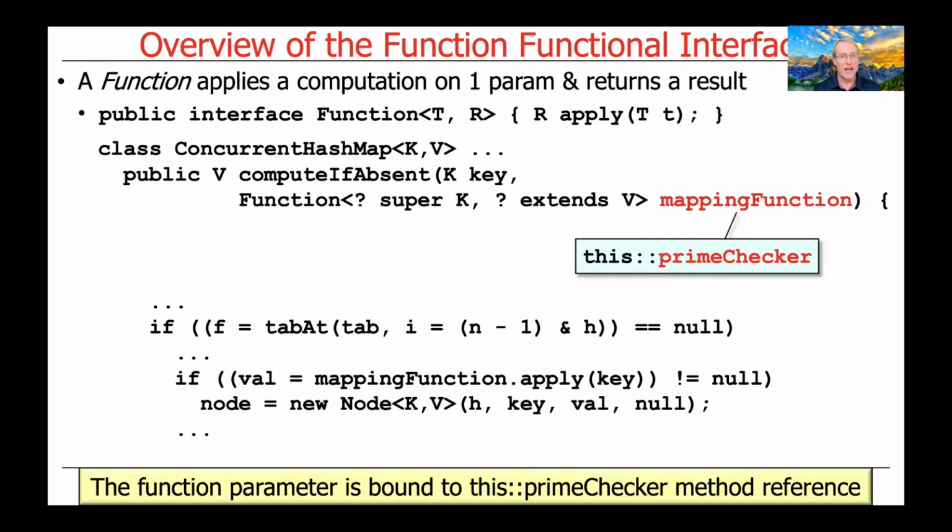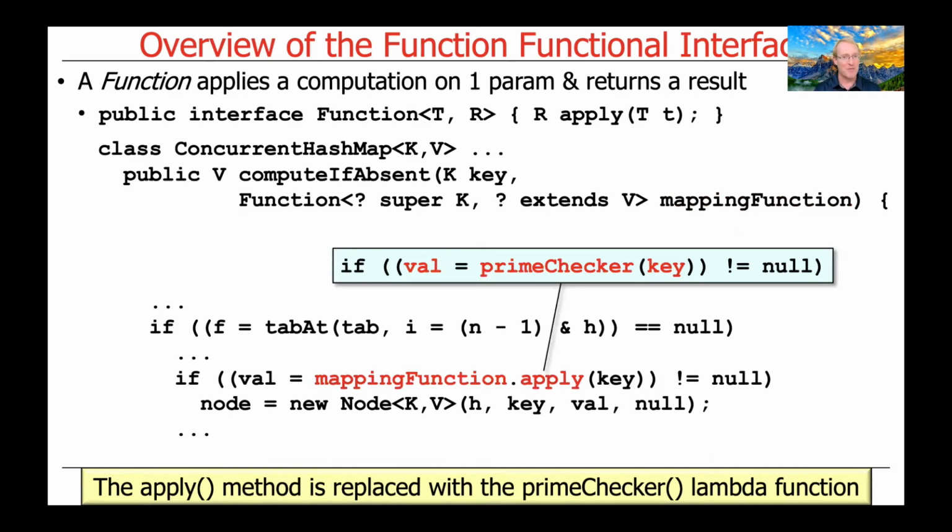As you can see here, what happens is the primeChecker method reference that's going to be used when we call computeIfAbsent will be bound to the mapping function parameter. Then at the appropriate time, if there's not already a value associated with that key, the mapping function's apply method will be called. As you can see here, it's as if it was expanded to say, if val equals primeChecker of parameter key, and that doesn't equal null, that means we computed a value, and we're going to go ahead and store that value in the ConcurrentHashMap as the new association with that key.